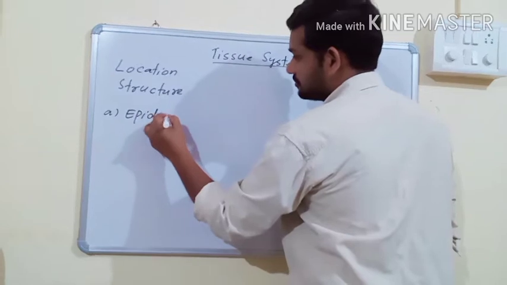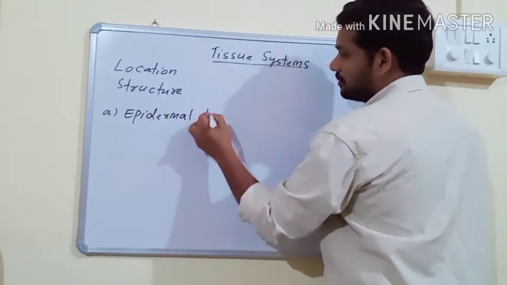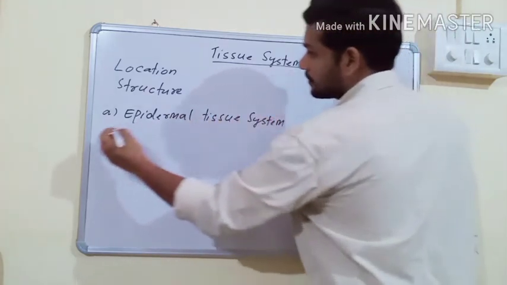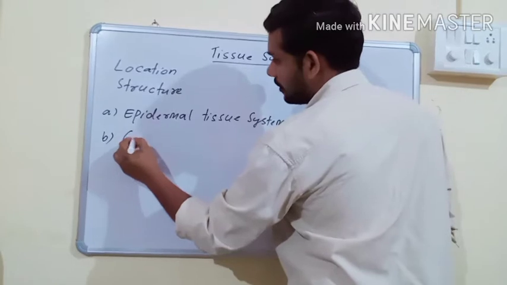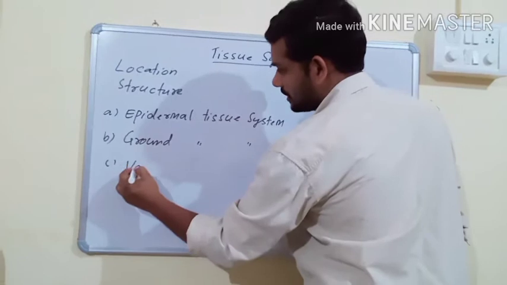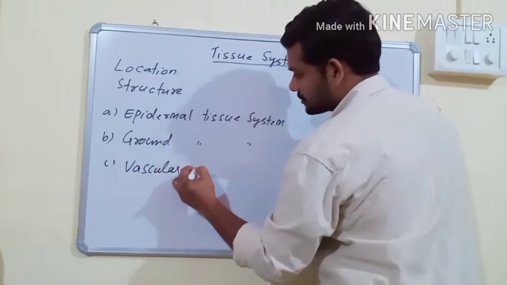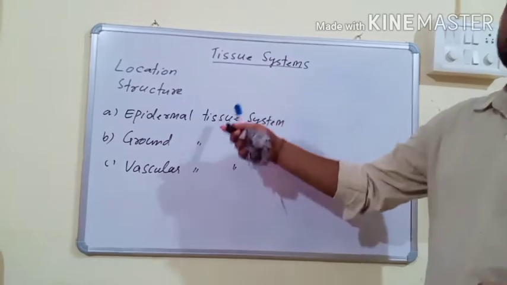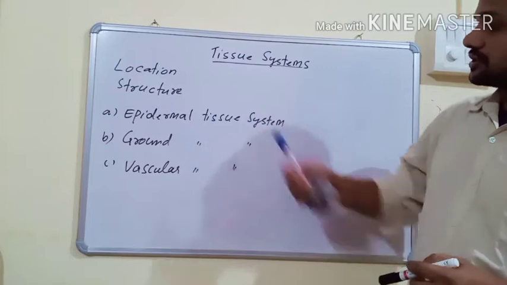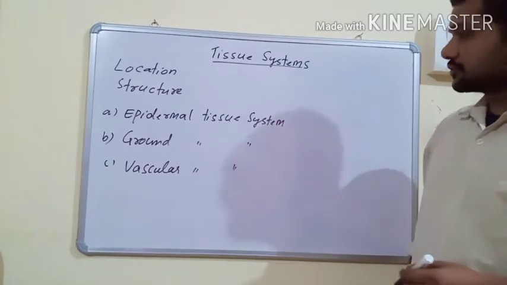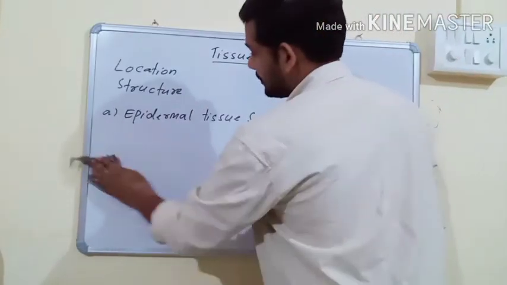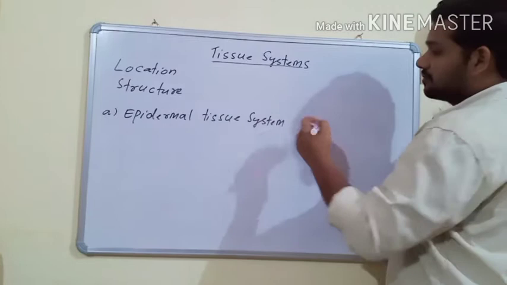Epidermal tissue system, ground tissue system, and vascular tissue system. Based on their location and structure, there are three tissue systems. They are epidermal tissue system, ground tissue system, and vascular tissue system. The first tissue system is the epidermal tissue system.